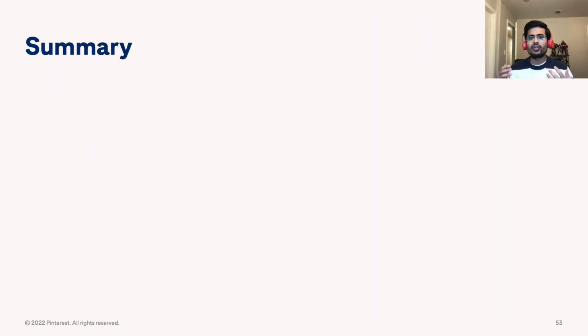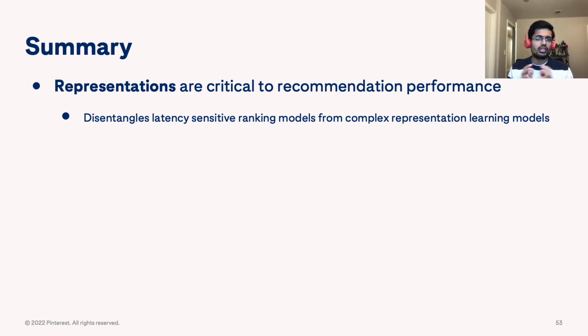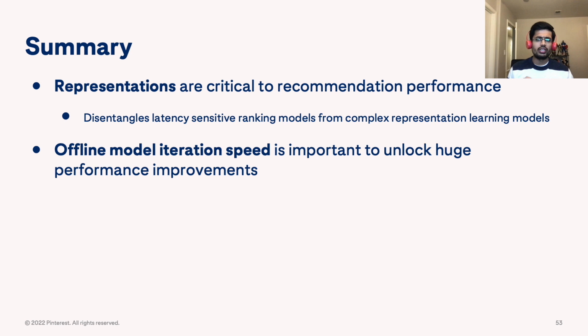In summary, today we went over the history of our ranking model and our most recent works in pushing the limits for this model. We learned that the representations are critical to recommendation systems as they disentangle the complex representation models from the latency sensitive ranking models. One of our great learnings has been that offline model iteration speed is critical to unlock huge performance improvements, as this enables the developer, the ML engineer, or the ML modeler working on these models to make quick decisions, quick ablation studies offline without waiting on complicated serving infrastructures, then online experiment, and so on.